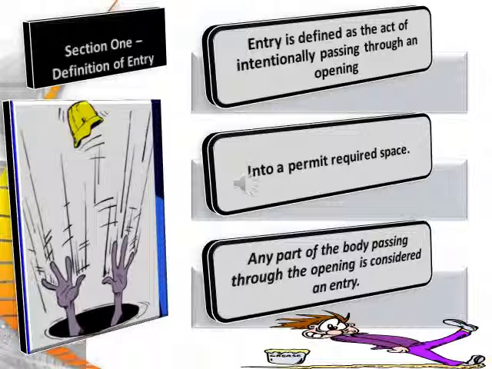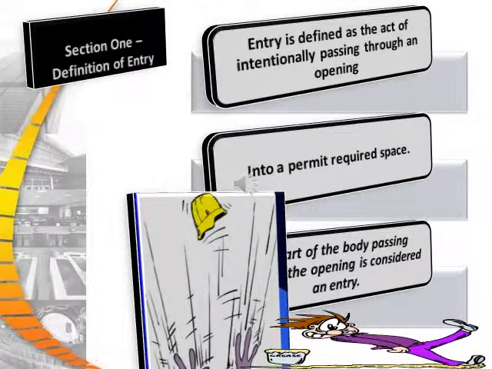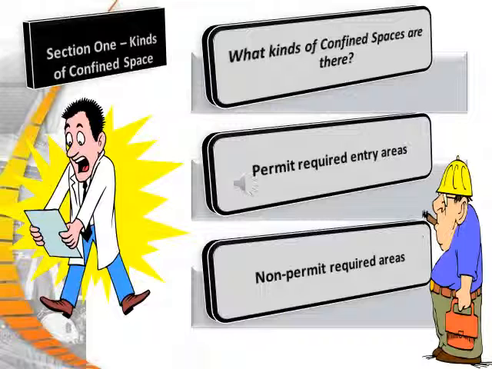Entry is defined as the act of intentionally passing through an opening into a permit required space. Any part of the body passing through the opening is considered an entry. What kind of confined spaces are there? Permit required entry areas and non-permit required entry areas.